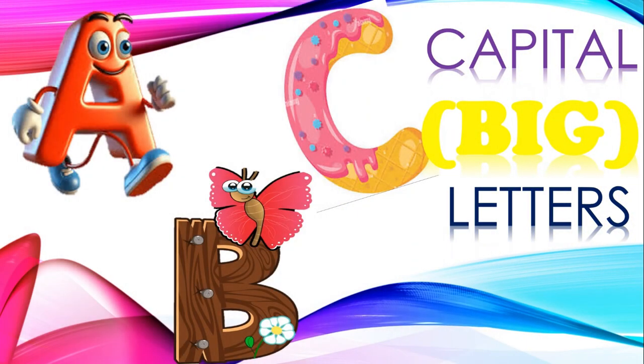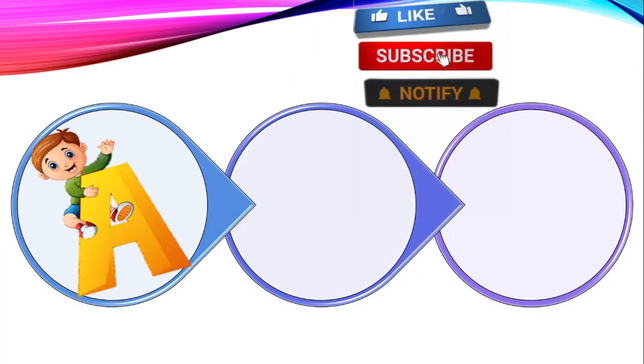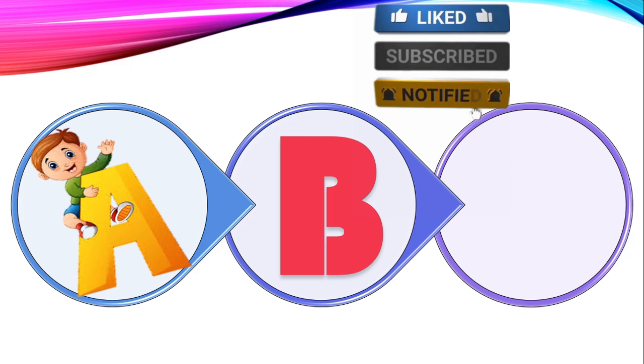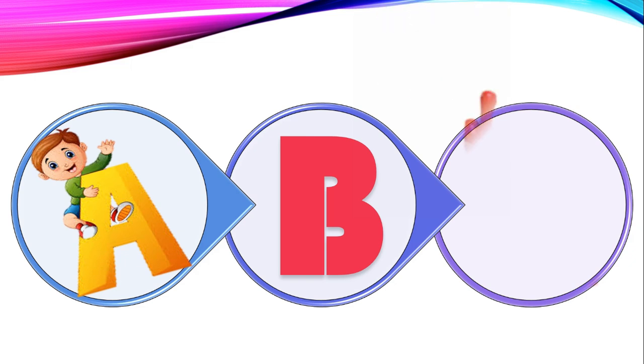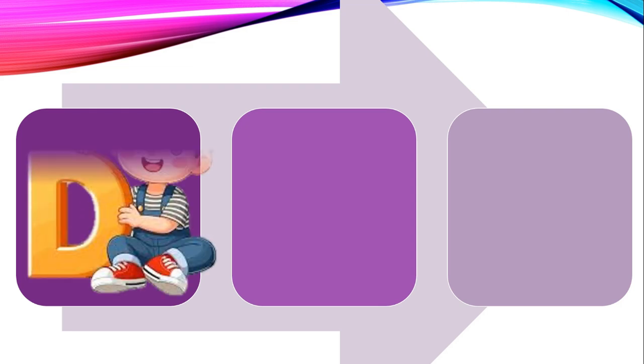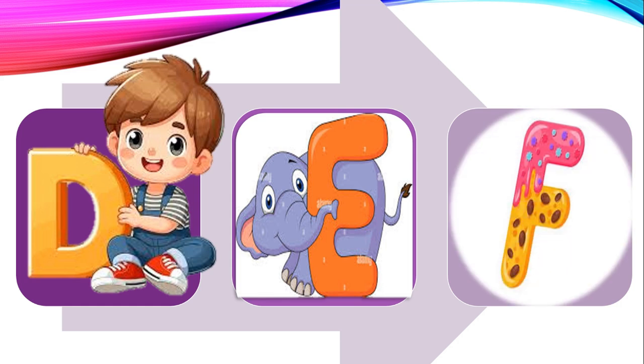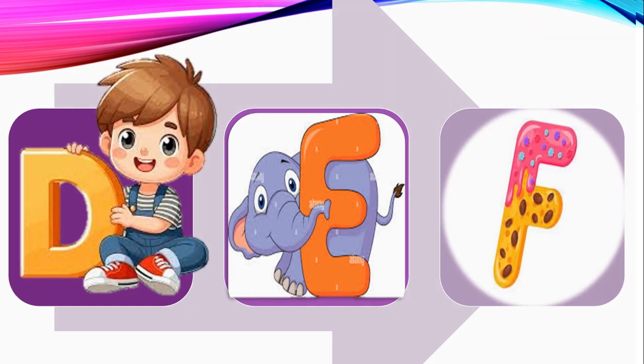Today we will learn capital letters. A for apple. B for ball. C for cat. D for dog. E for elephant. F for frog.